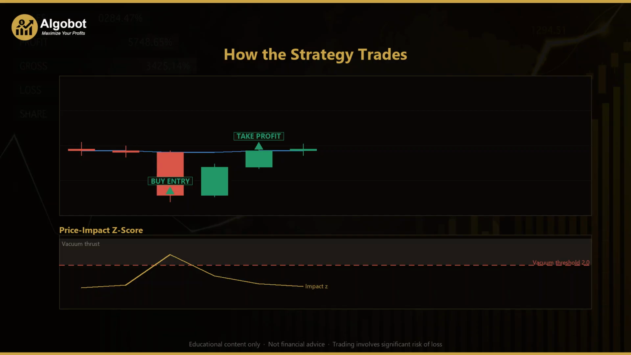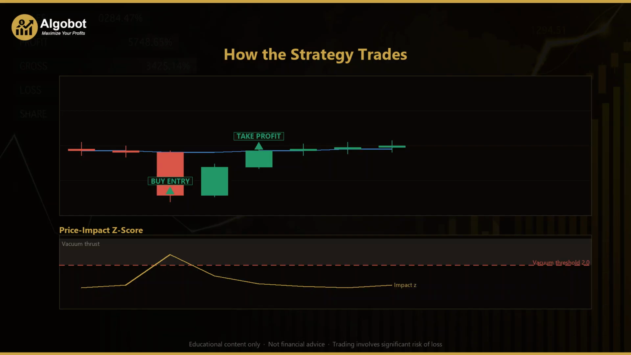Price is now stretched more than the minimum ATR distance below the baseline. The bar closed bearish, and the impact z-score has cleared the threshold. All three conditions align, and the buy entry marker prints. The take profit is set at the moving average baseline above, and the protective stop sits 1.5 ATR below the entry, just under that fresh low. Notice the reward to risk filter has already checked that the distance up to the baseline is worth at least 0.8 times the stop distance.